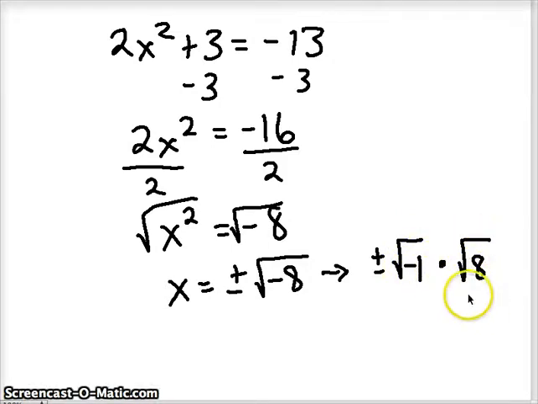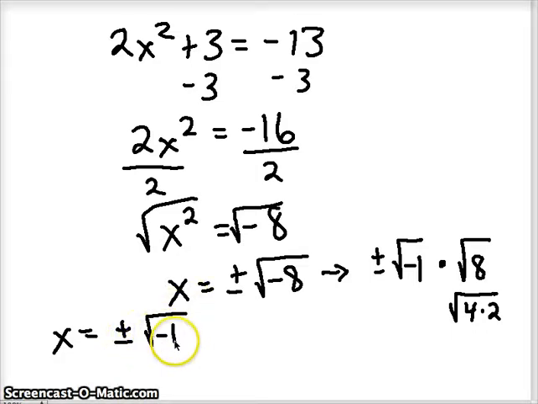So let's simplify that. The square root of 8 is really the square root of 4 times 2, right? So let's take the square root of 4 out. Let's see if I can write it all as one line here. Let's try not to skip any steps. Plus or minus the square root of negative 1 times the square root of 4 times the square root of 2. That's really what the square root of negative 8 is. We just broke it down into its factors and then rewrote it as a bunch of radicals.